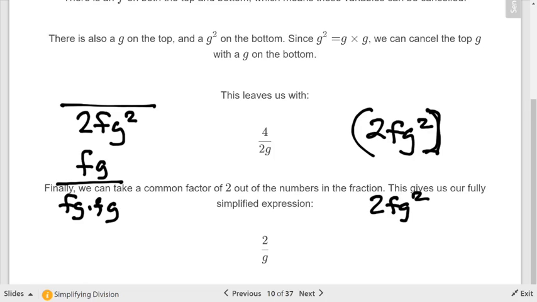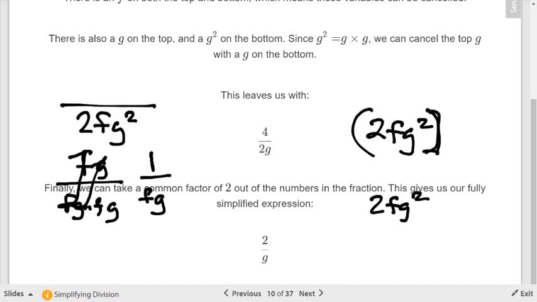Well, an f and an f can make a 1. A g and a g can make a 1. That means everything in the top is gone, so what do I have to have? In that case, I have to write the 1, right? And what do I have in the bottom? There you go. That's what I'm trying to say. Because in the denominator, you've got 2fg squared.